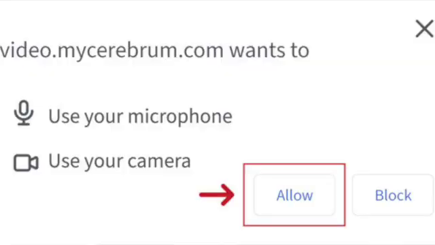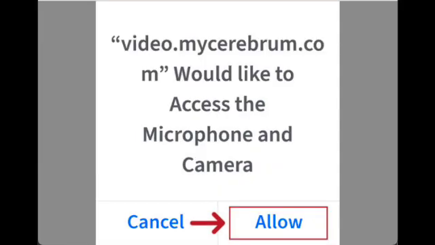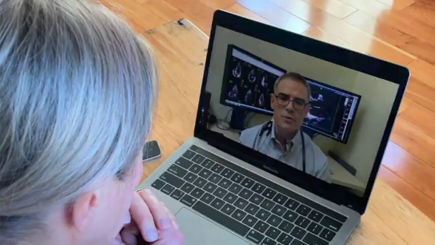You may be asked at this point to allow the software to use your computer or microphone. Please remember to allow that. All data is encrypted, your sessions are anonymous, and none of your information is stored.